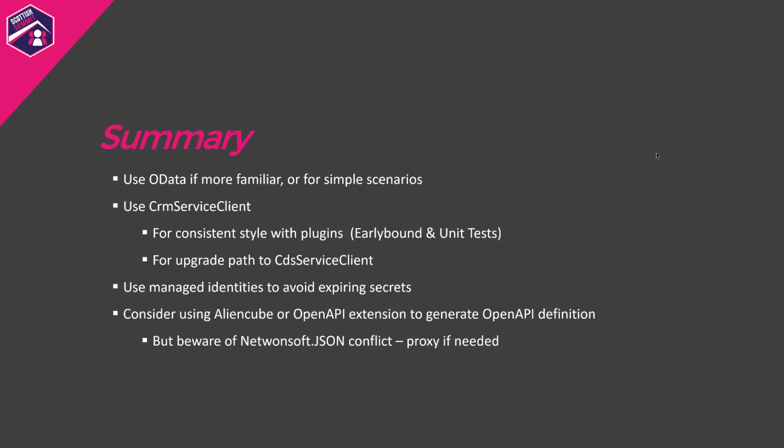And consider using AutoRest or the Microsoft OpenAPI extension to generate an OpenAPI definition. But if you're using Azure Functions v1, beware of the Newtonsoft version conflict. So you may need to proxy or work around it. And finally, consider using dependency injection to provide a client to the function body so you don't have to repeat code.